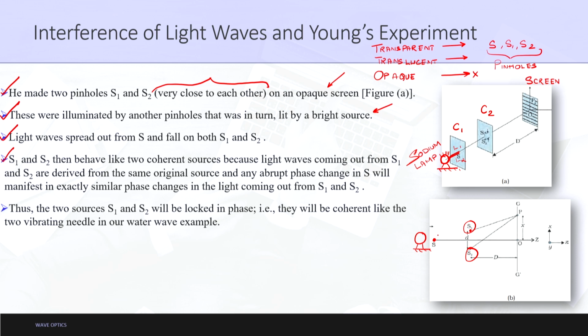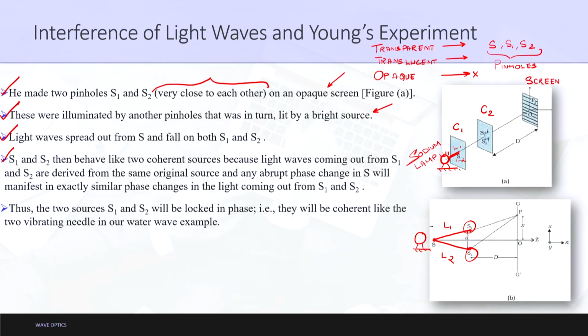Okay, so what is happening is, let us say this is L1 and this is L2. As the distances are the same for both S to S1 and S to S2, the phase will be the same. Because the phase will be the same, there is no abrupt change in phase with the change in time, hence the phase is locked. So this is the explanation being given here. I will explain it again.